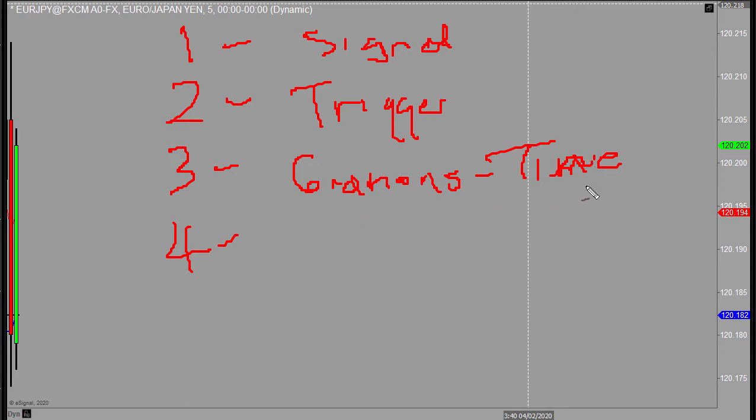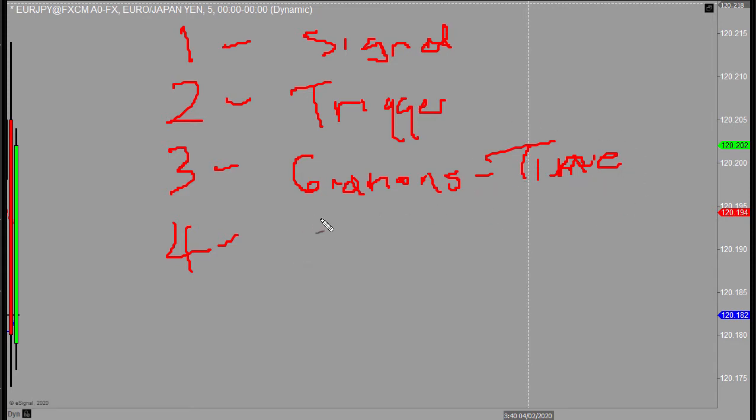I know it looks like something's crawled over the screen, and yes, I am using a proper mouse pad and everything else, but I've got four screens here, and it's so sensitive it will write over the four screens perfectly. To write something on here is not so easy. Anyway, signal, trigger, conditions, time.